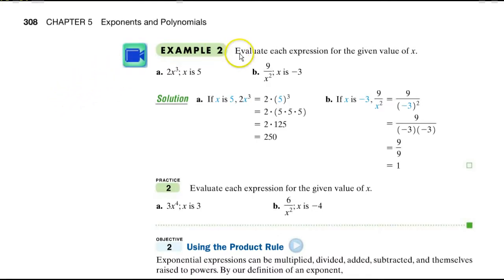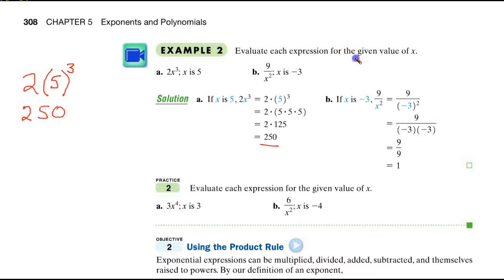Okay, example 2. Here they want you to evaluate when x is a 5. So writing it out, good technique. Hopefully you're keeping your homework logs. That would be 2 times our x is 5 that we're going to raise to the third power. So 5 to the third is 125 times 2 is 250. And they have it worked out here for you.